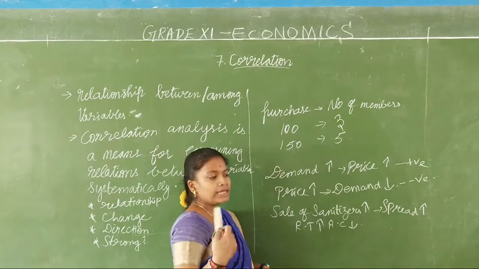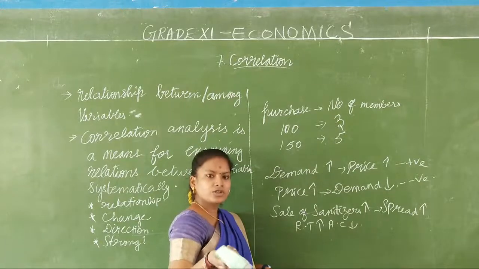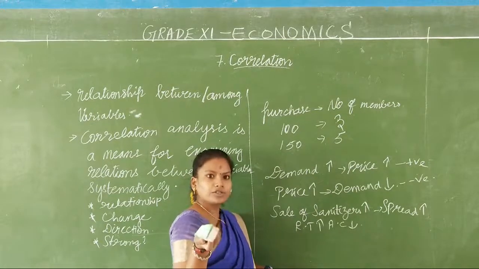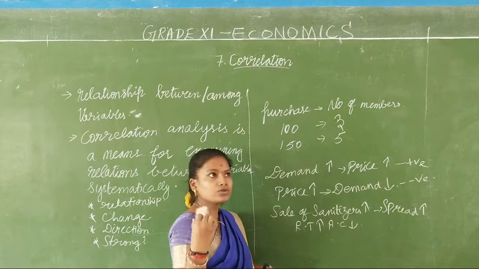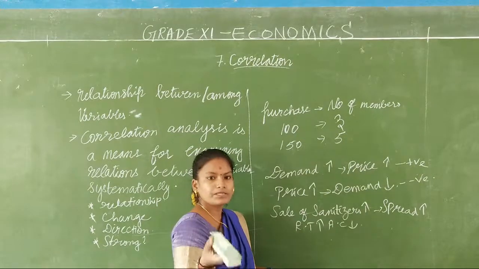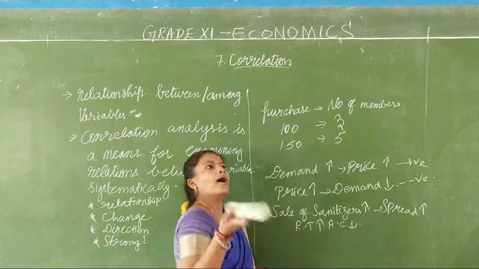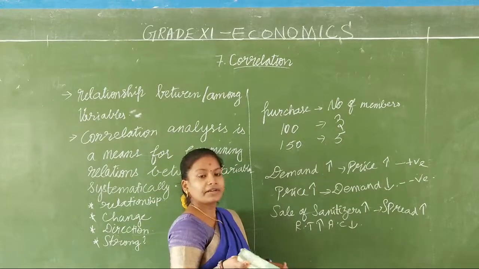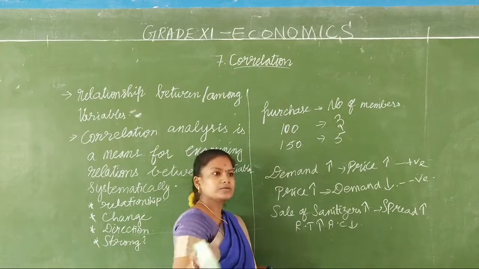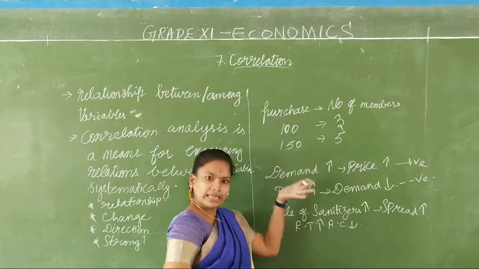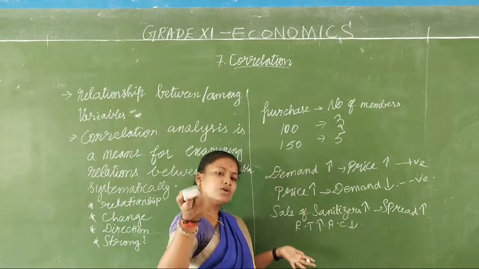As your income increases, your expenditure, your consumption also increases. If I have 1000 rupees, I will purchase for 800 rupees. If I have 1500, I will purchase for 1200. So automatically, when my income increases, my consumption also increases.